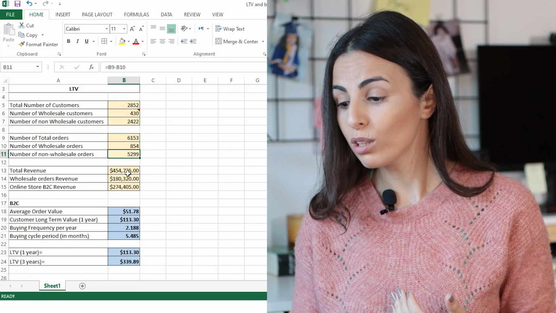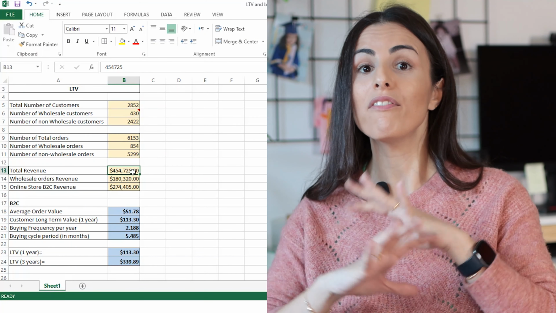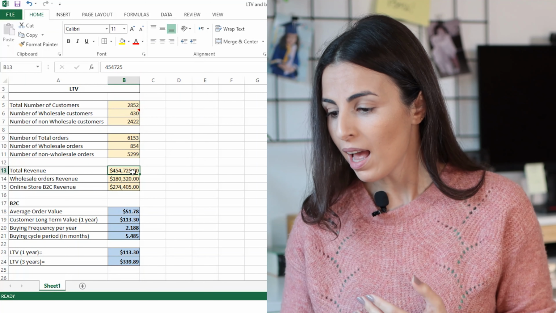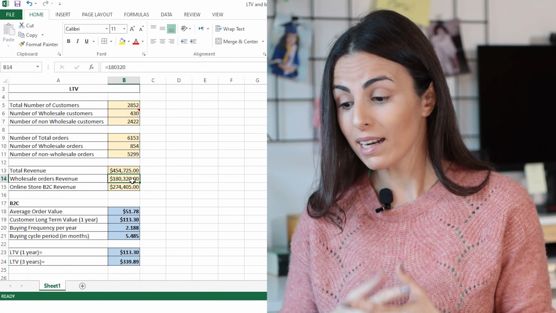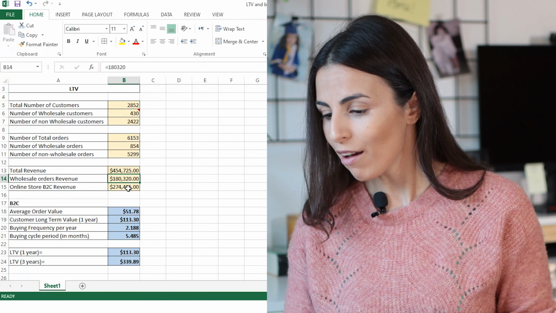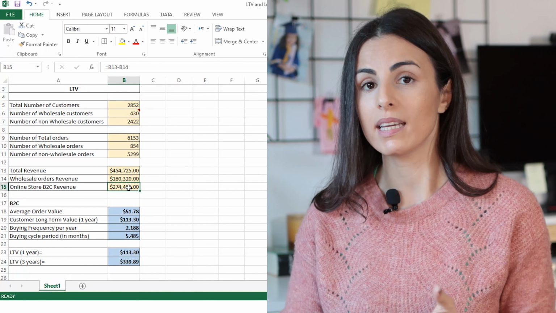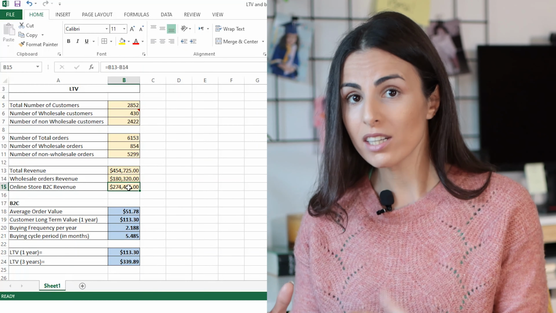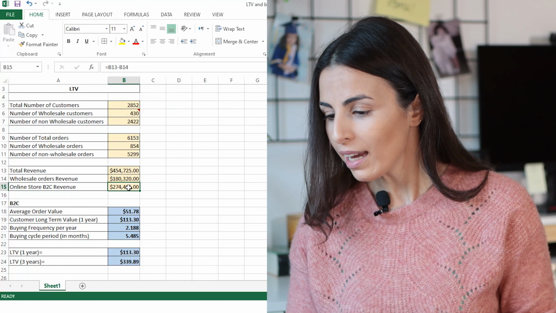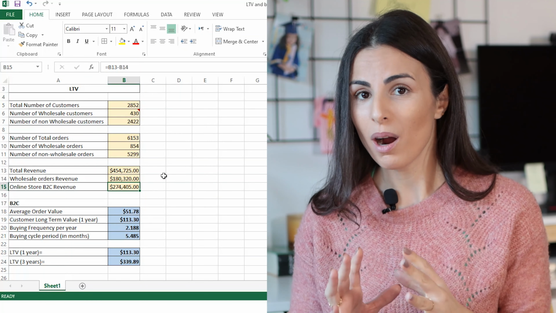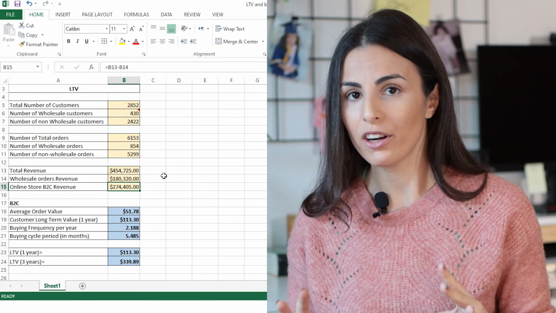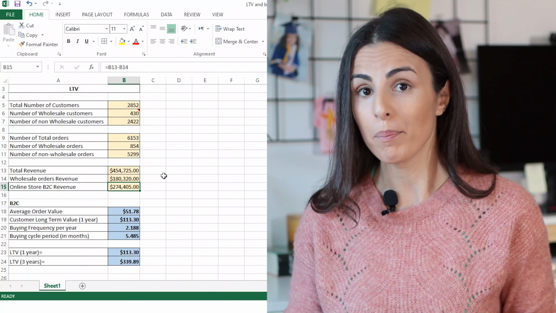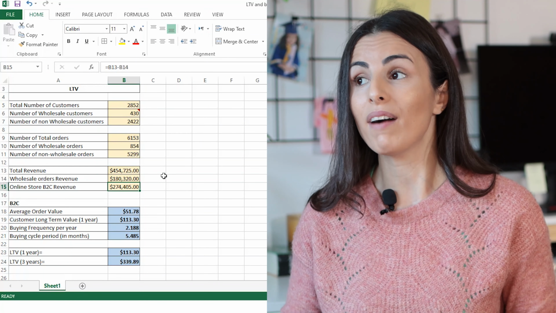After that, I have the total revenue, and it is equal to every penny I made in the last year. So this is my total revenue. And below it, I have the wholesale orders revenue, and below that the online store B2C revenue. As I told you, I have divided everything between wholesalers and customers. Okay, this is very important because otherwise all my metrics will not be accurate, and I can't use these numbers in order to estimate if my marketing campaigns are working well or not, or if I can even afford them or not.